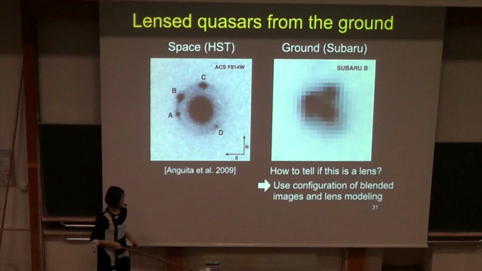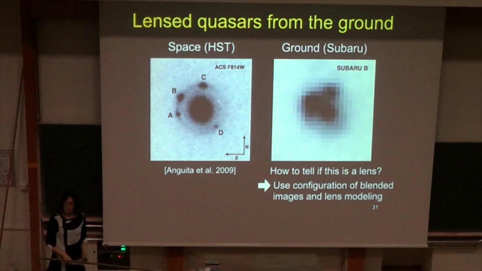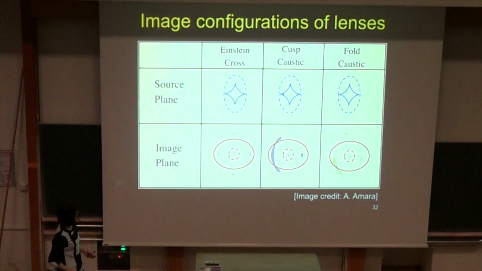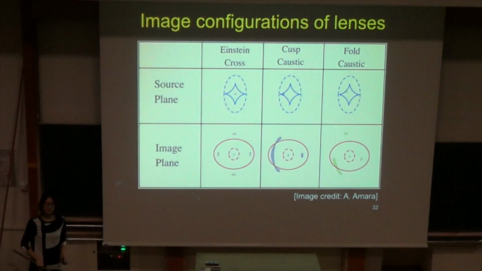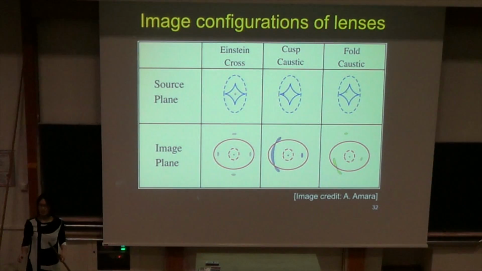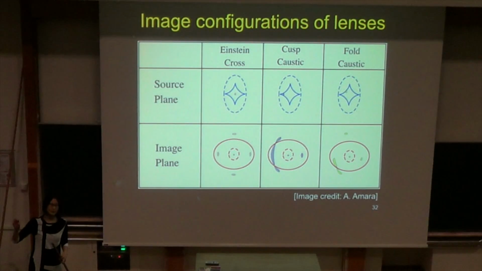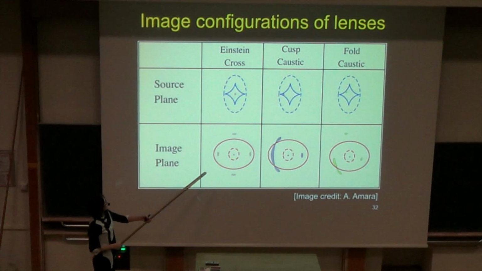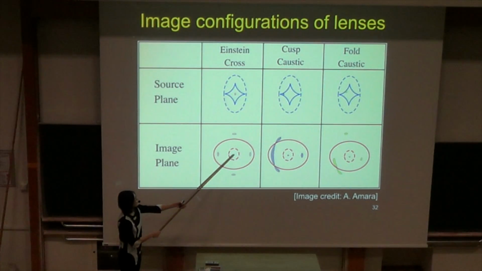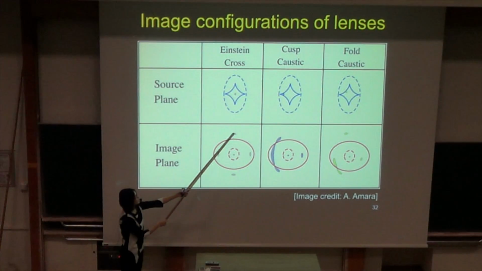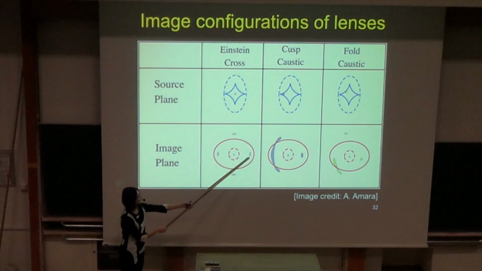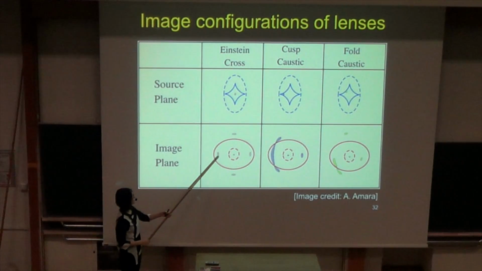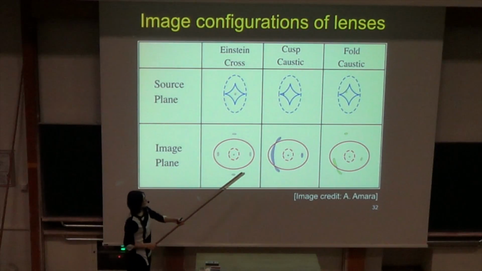Well, the way is to use the configuration of blended images and a lens model. The multiple images of the quasars don't just appear in random positions around the lens. There are certain specific configurations that they must be in if it's a lens. The three generic configurations we have are the cross, the Einstein cross. Here the lens galaxy has the four quasar images symmetrically around it, like the one I showed. So this is the Einstein cross.